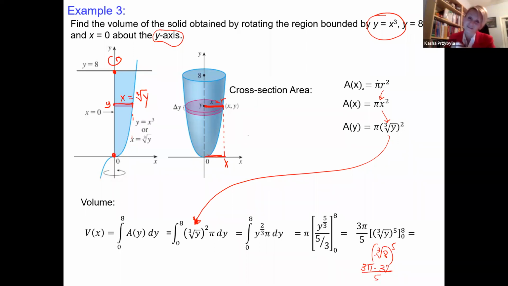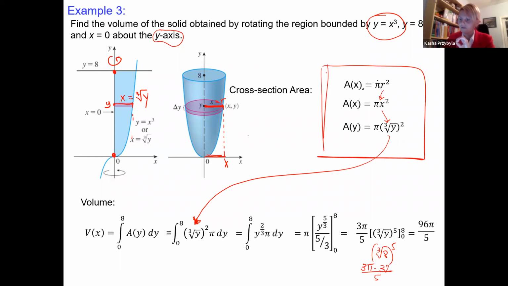32 times 3? 96. Yes, okay, I typed the final answer. I was computing this morning. But again, we can do this. This is important. Please remember cross-section area and of course the integration. Okay, I have 2 or 3 more problems because of course I have to add some extra challenge.